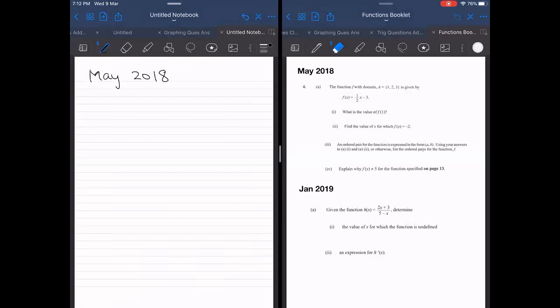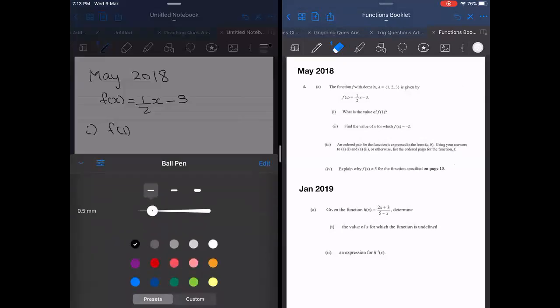Okay, so this one is worded a little bit differently. It says the function f with domain A equal 1, 2, 3, and I'm going to explain to you what that domain means. There's a part in the question further down where it will come into play. So I'll tell you what that means. But for now, let's look at it. We have f of x is equal to a half x minus 3. And the first thing it asks us to do is to find f of 1.